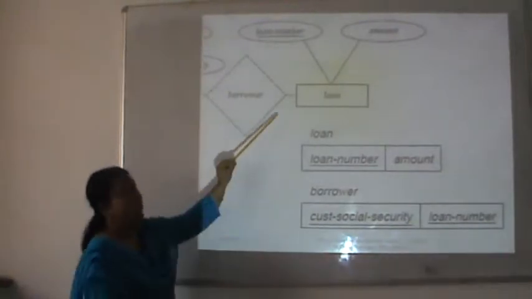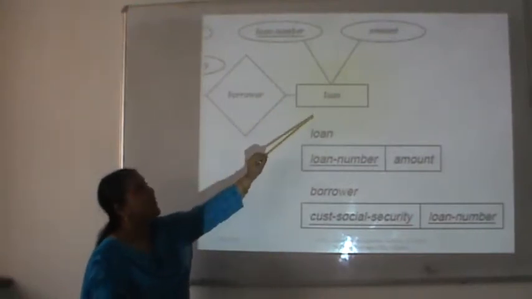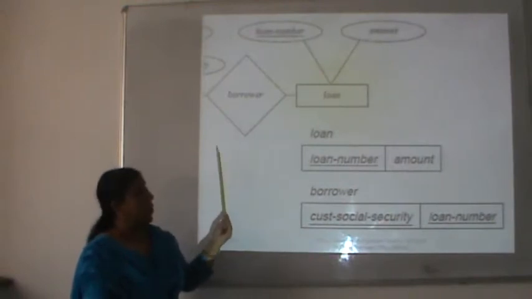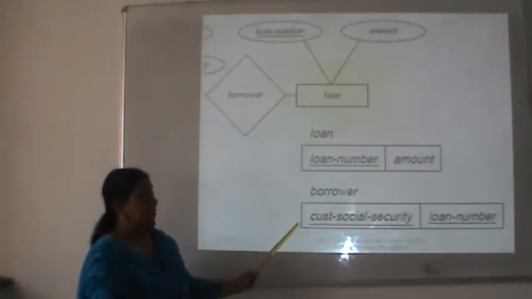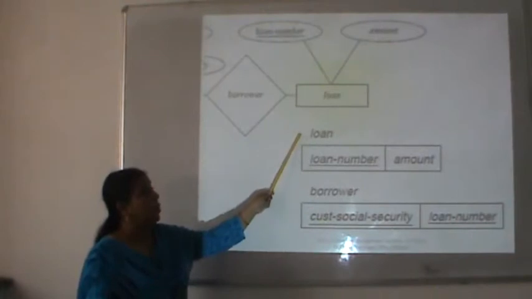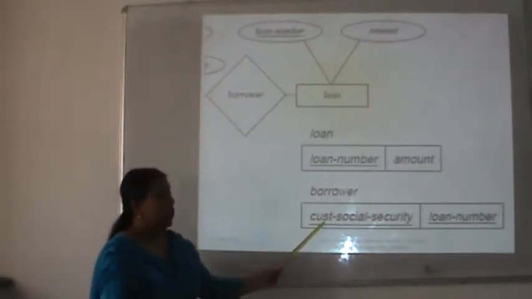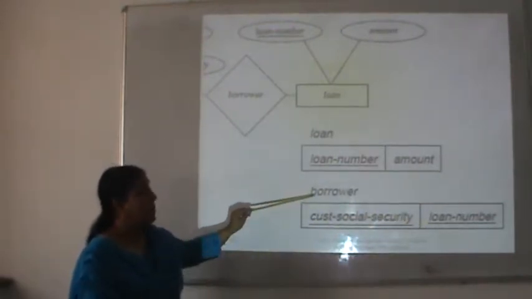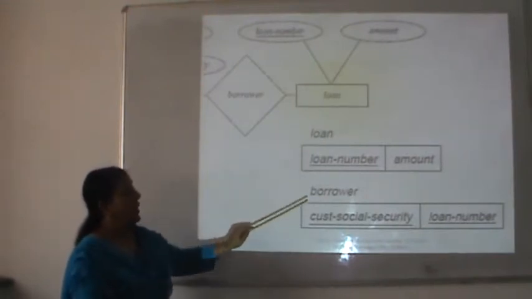What about the relationship table? The relationship table holds the primary key attributes of the entities associated with it. Since borrower is associated with both customer and loan, it will hold the primary key attributes of customer and loan. The primary key attribute of customer was the customer social security number, and the primary key of loan is loan number. So the table borrower will have two columns, customer social security number and the loan number. Both these attributes combine to form the primary key of the table borrower. So there are three tables: customer, loan and borrower.